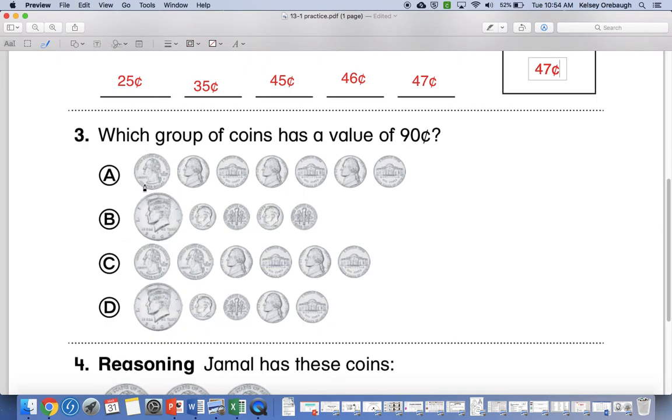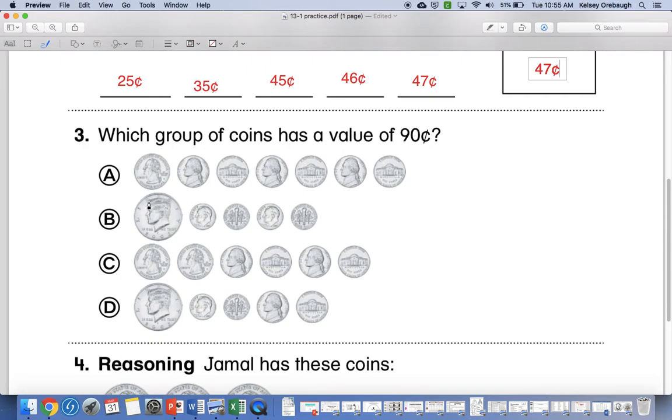Okay? A starts with a quarter. A quarter is worth 25 cents. After we have our quarter, we have the same coin throughout. These are all the same coin. These are nickels. Nickels are worth how much? 5 cents. So we can start with 25 and then skip count by 5s. Do it with me. 25 plus 5 is 30, 35, 40, 45, 50, 55. Not 90 cents. A is not the correct answer.